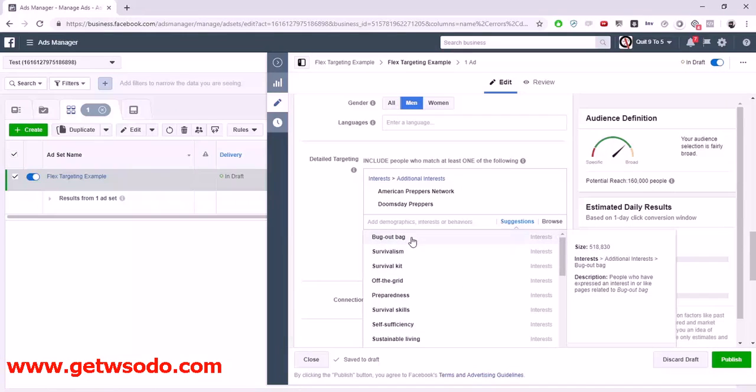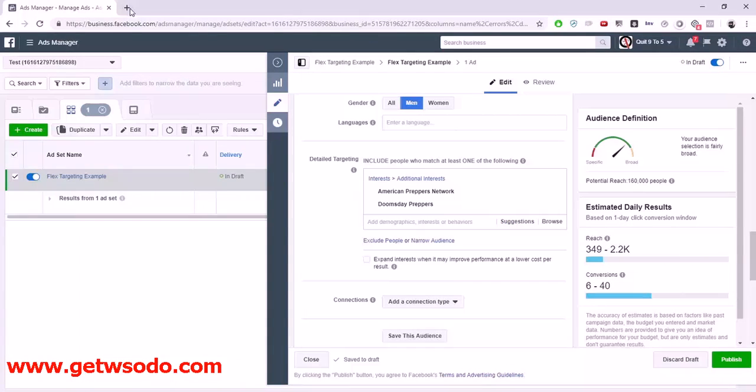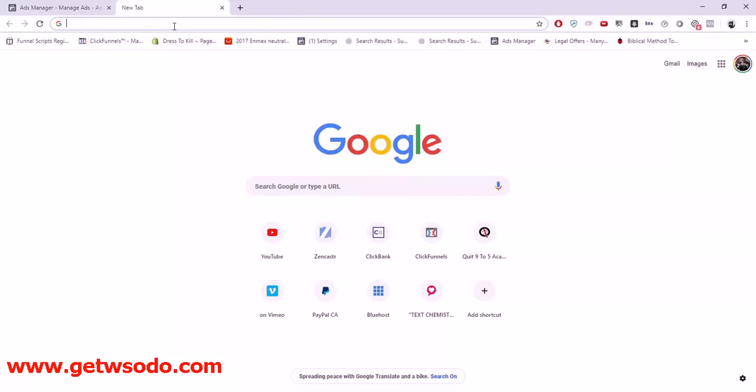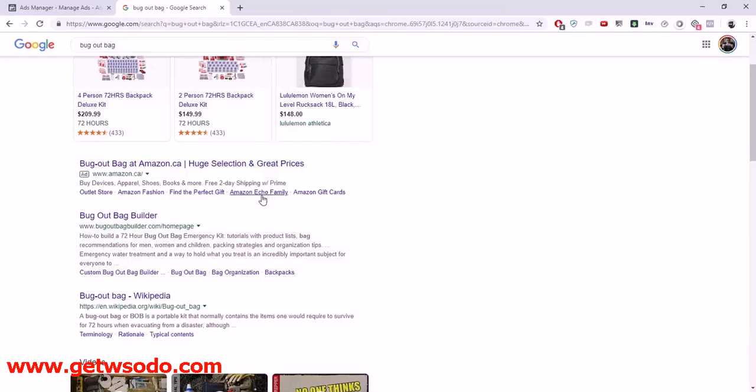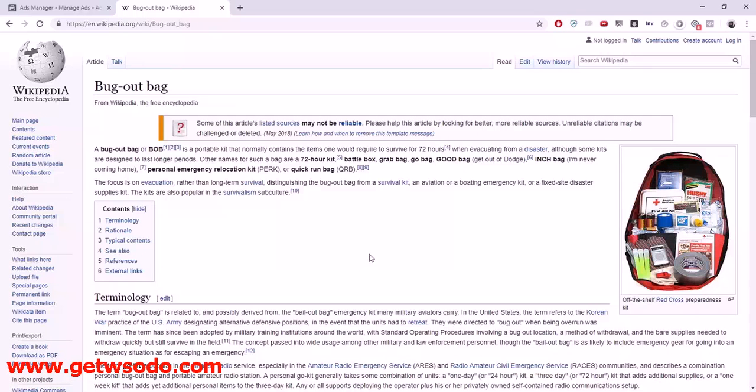So bug out bag. Now I know this because I did my market research on this, what a bug out bag is. So I'm just going to show you guys what I would do. Bug out bag. So I go to Wikipedia here because I have no idea what a bug out bag is. So a bug out bag, or a BOB, is a portable kit that normally contains items one would require to survive for 72 hours when evacuating from a disaster. Oh, okay.